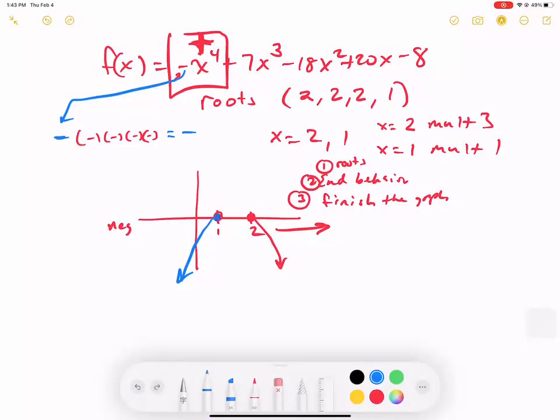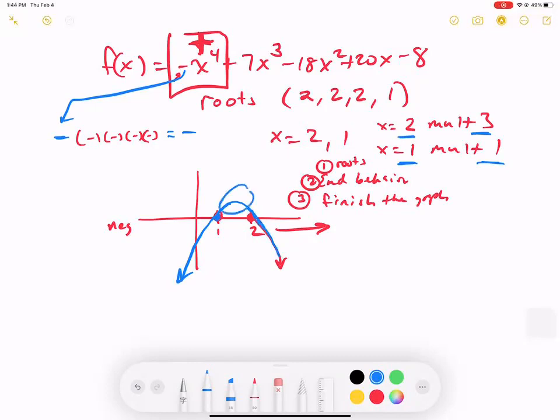Look at 1 here. What is the multiplicity at the root 1? The multiplicity is 1. Do we cross or we bounce when it's odd? It's odd, we cross. We have to hit our next point, which is at 2. At 2, the multiplicity is 3. The multiplicity is odd. Do we cross or bounce when the multiplicity is odd? We cross. And this is what the graph looks like.